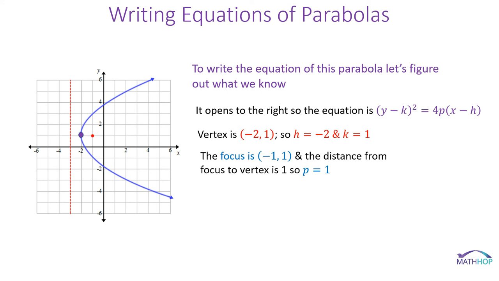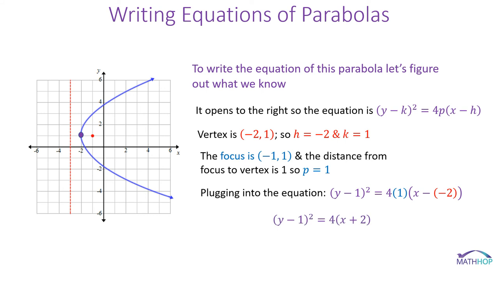All right, so that's everything I need. Believe it or not, if I have the vertex and I have p, I have everything I need. Let's plug it all into the equation. Okay, so we have y minus 1. Remember, y was 1 here. This is y minus k, so k is the y coordinate of the vertex, equals 4 times, what's the distance? p is 1, so 4 times 1, x minus -2. Remember, we have a -2. We always take the opposite, so it's x minus -2. Let's clean that up and not leave it like that. Our equation is y minus 1 squared equals 4 times the quantity x plus 2.